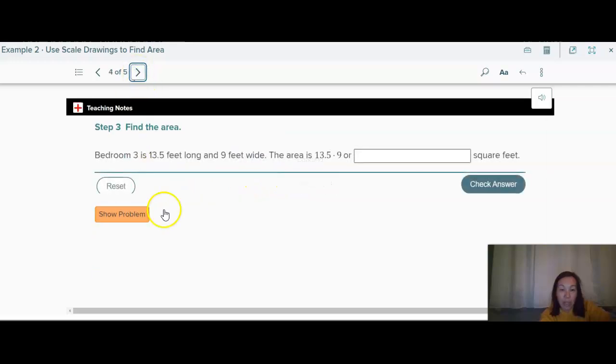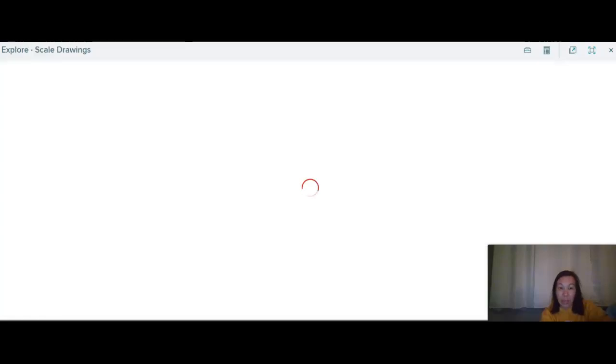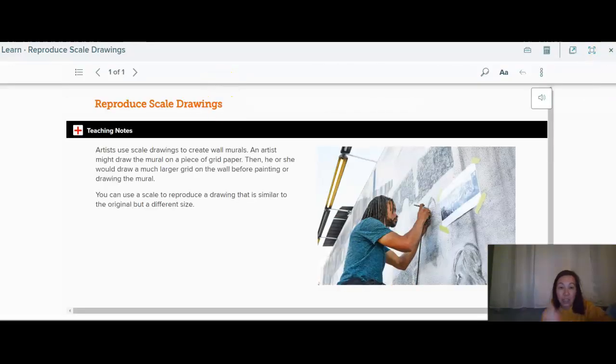And now that we have the length and the width, 13.5 times 9 is, anyone got it? 121.5 square feet. Yeah, so that's really all you have to do. Find the actual length and width, and then multiply those together. And that's really as far as we are going to go in this section. So we're not going to worry about reproducing scale drawings or anything like that, but you should understand the basic concept of what a scale drawing is.